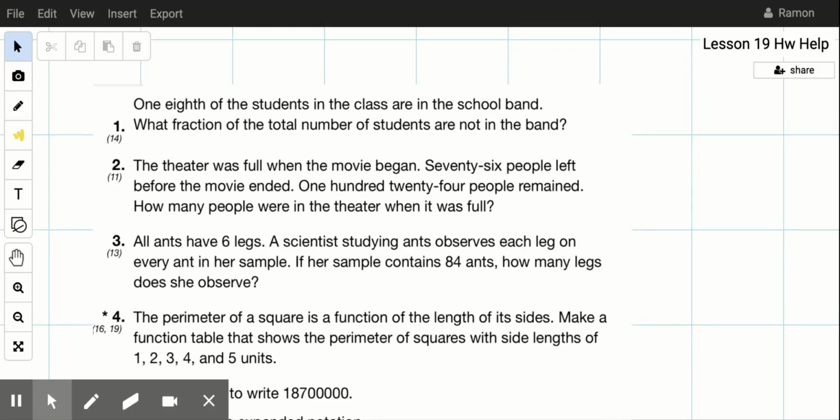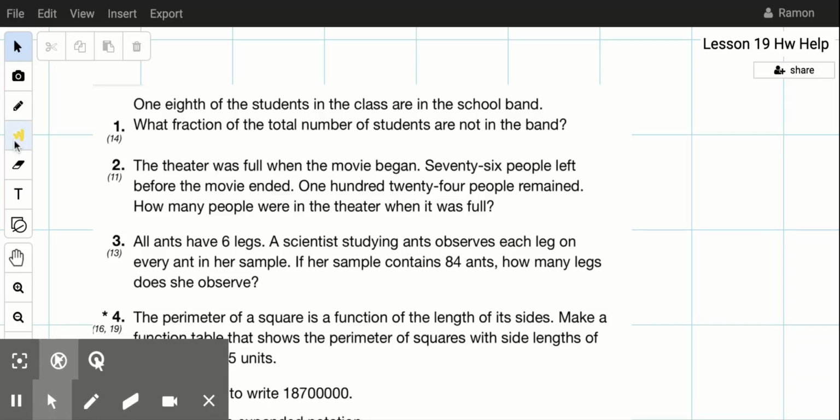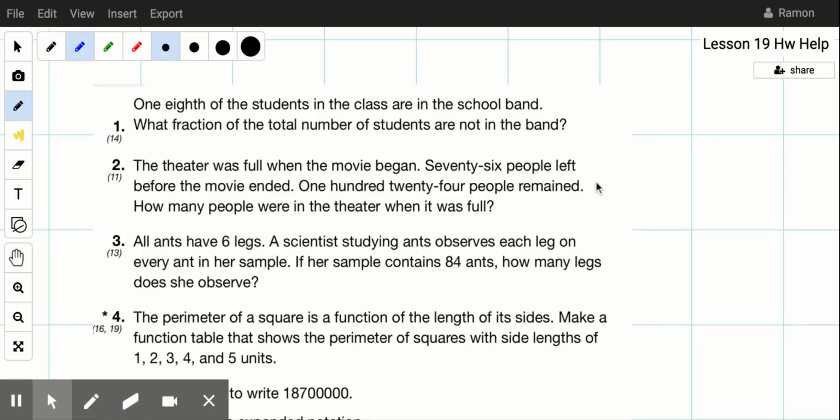Let's get started. 1/8 of the students in the class are in the school band. So we want to know what fraction are not in the band. So we have in the band, we have not in the band, and then we have the total.